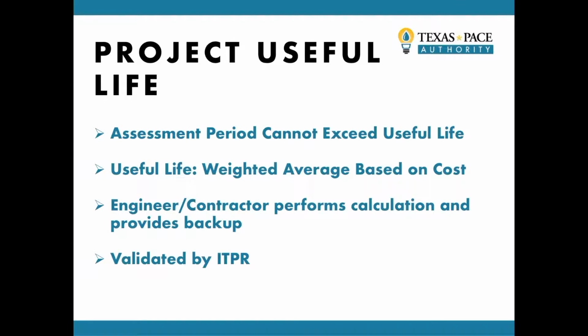And in a situation like that, we will allow you to do a weighted average useful life based on cost. And I'll show you an example of the math behind such a project shortly. So what really needs to happen is that for all of our projects, the engineer or the contractor is going to perform a calculation showing the useful life of the project, and they'll need to provide some backup, where did they get their assumptions from, and then ultimately the useful life will be validated by the independent third-party reviewer.